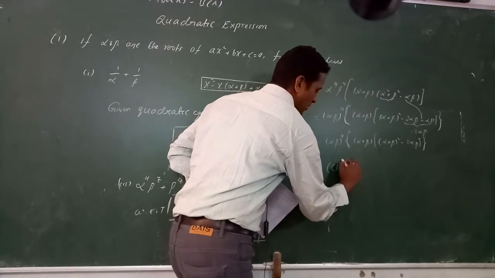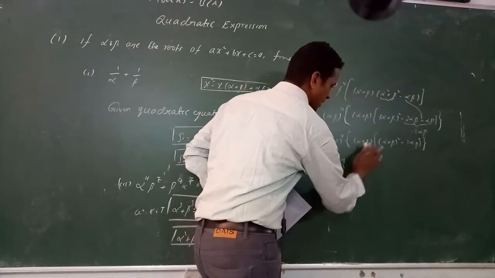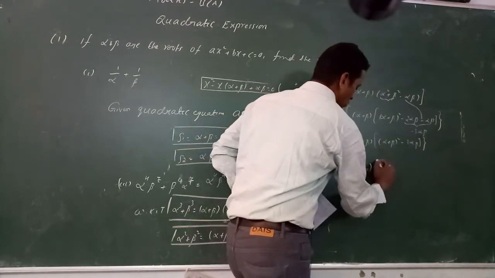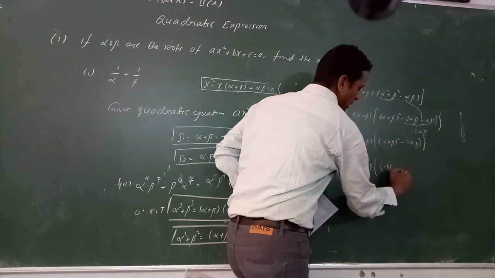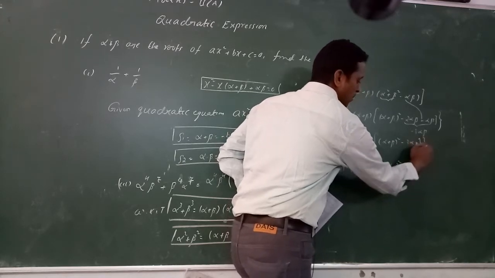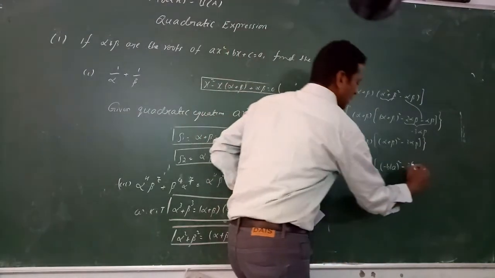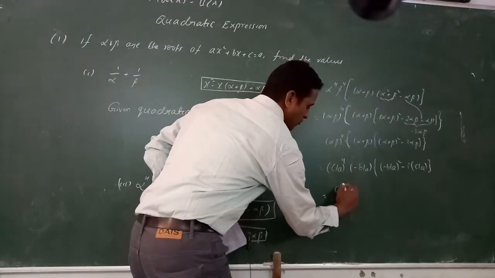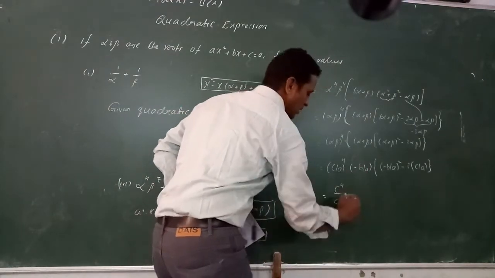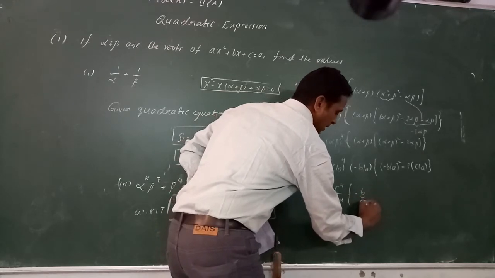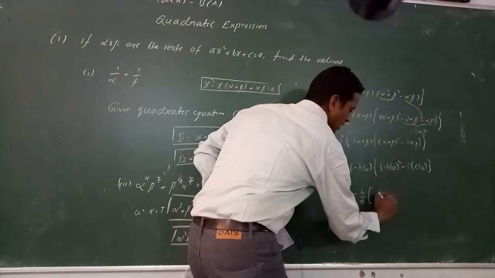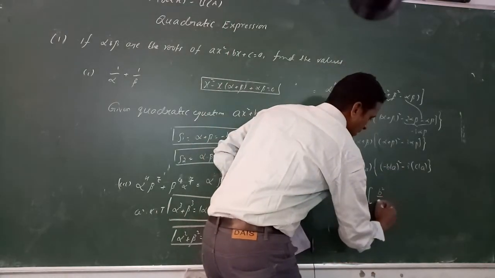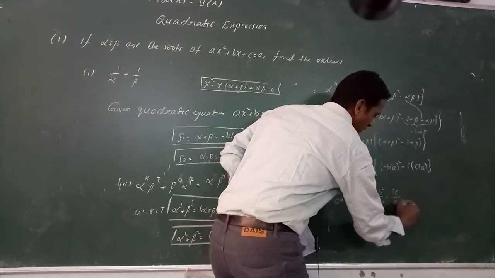So that is equal to c by a whole power 4, we can write outside. The sum of the roots is minus b by a, into minus b by a whole square minus 3 times the product of the roots, c by a. Now that is c power 4 by a power 4 into minus b by a into b square by a square minus 3c by a.